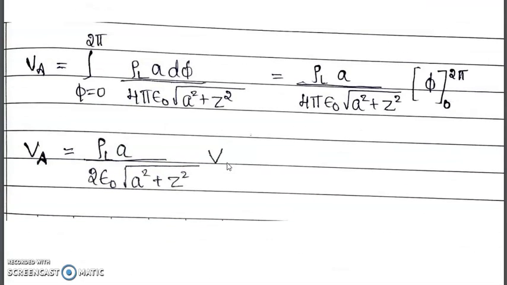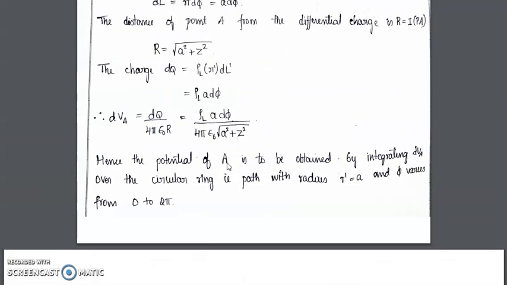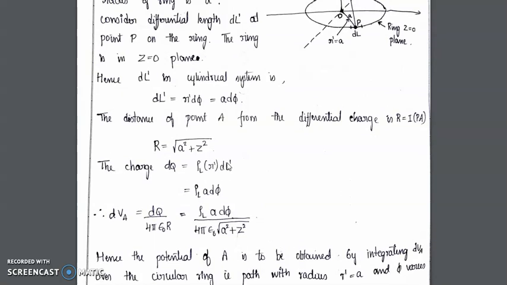Applying the limits and simplifying, you will get V equal to rho L into A divided by 2 epsilon naught into square root of A square plus Z square. This is how we obtain the expression for the potential due to a line charge placed in the form of a circular ring. Since it is a uniformly charged ring, you can substitute rho L directly, and dl is A d phi in the cylindrical coordinate system, because it is in the Z equal to 0 plane. That's why.